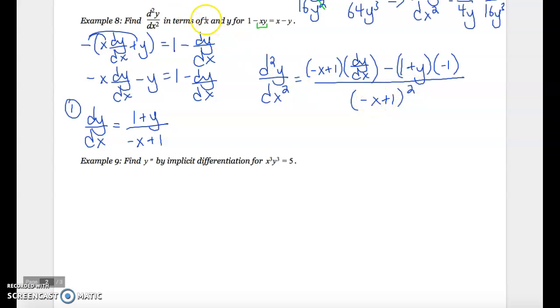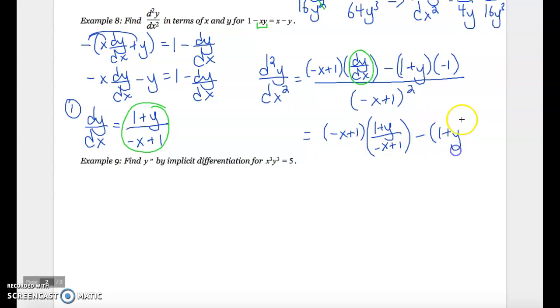The only thing is that they want to make sure that you find it in terms of x and y, so your last step is actually going to be to replace your dy dx with what it's equal to. Again, I'm not going to simplify it all because it doesn't tell me to, and I don't want to mess it up. But it'd be good practice as well, so up to you. Beautiful.